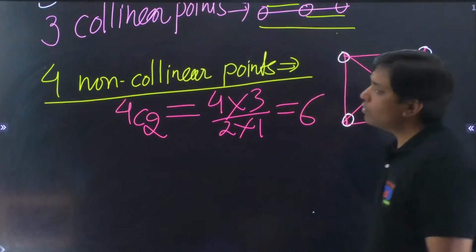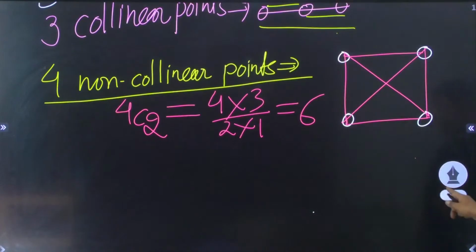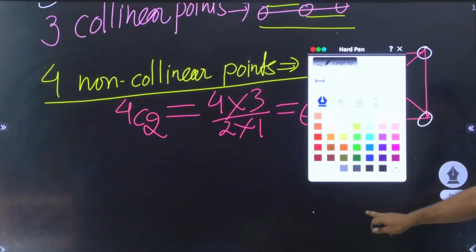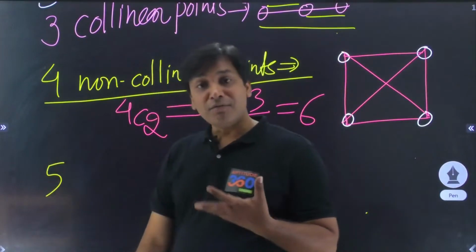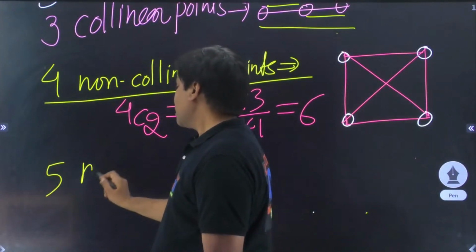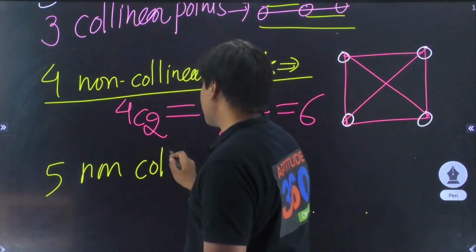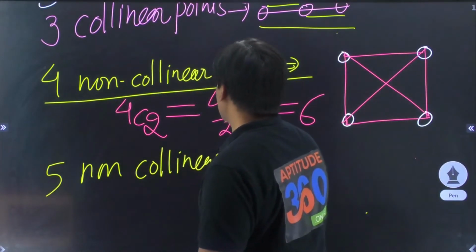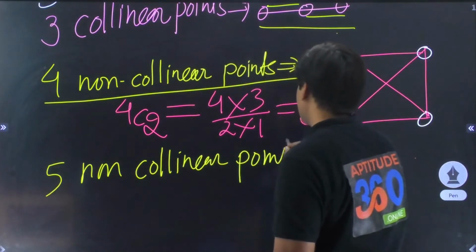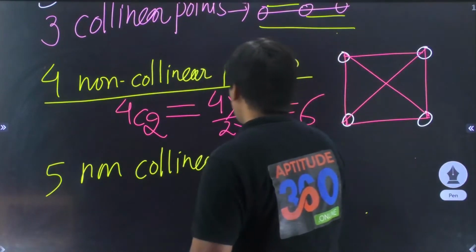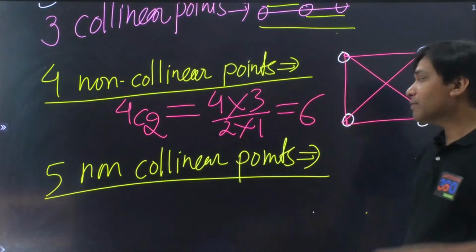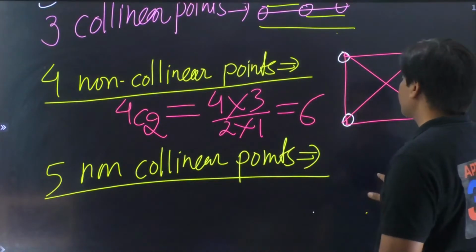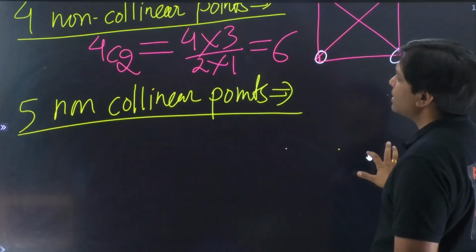क्या यही 6 है वो? So what if I say I have got something which is very meaningful? We are going to get 5 non-collinear points. How many straight lines can be formed by using 5 non-collinear points? Tell me the answer.